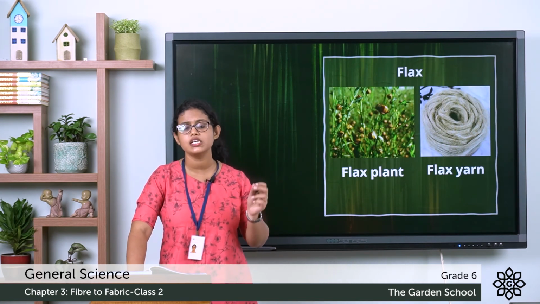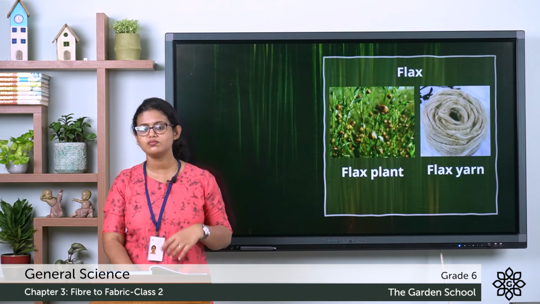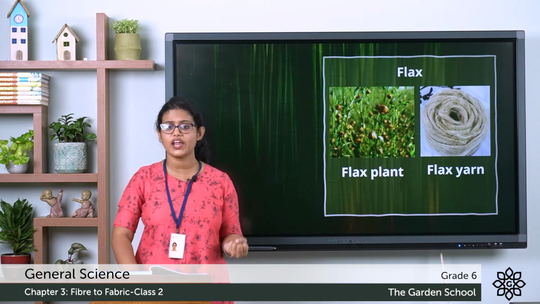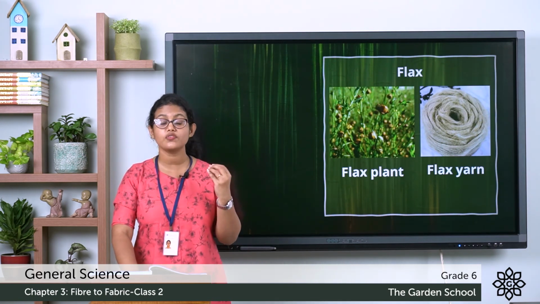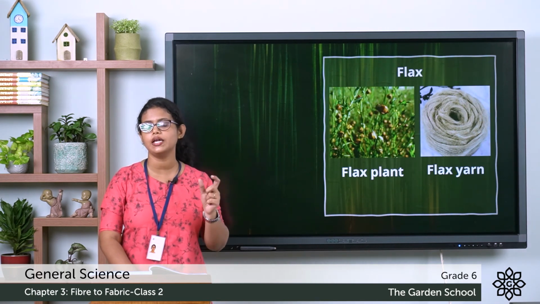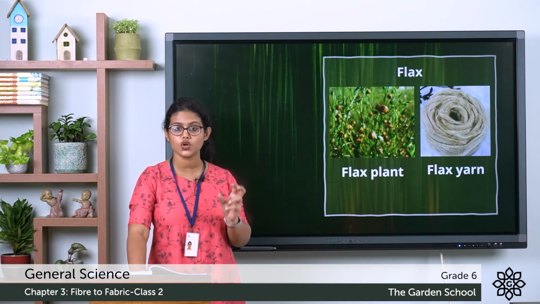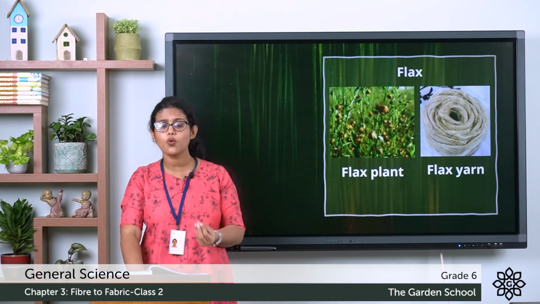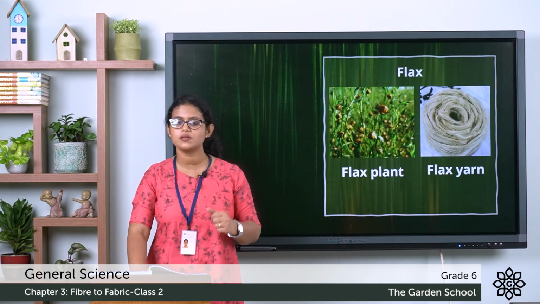So flax fibre is obtained from the skin of the stem of flax plant. And it is soft, it is flexible and it is strong. And flax fibre is a raw material that is used for making high quality paper, that is used for printing currency. So that is about flax plant.